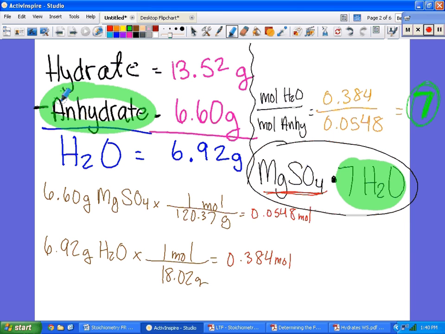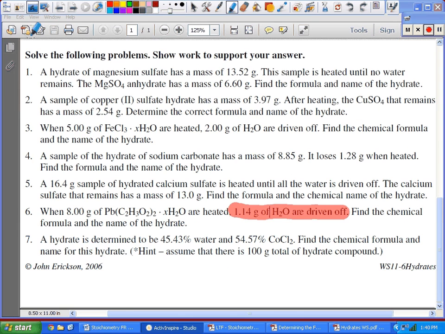Let's look at the very last question. A hydrate is determined to be 45.43% water. Percentages, don't let them freak you out. So we have that much water, and then we have 54.57% cobalt-2 chloride. Find the chemical formula and the name.